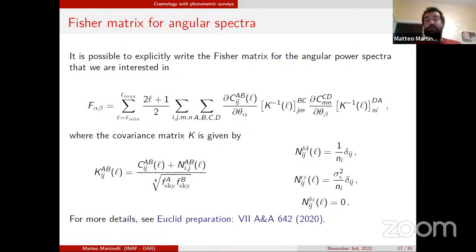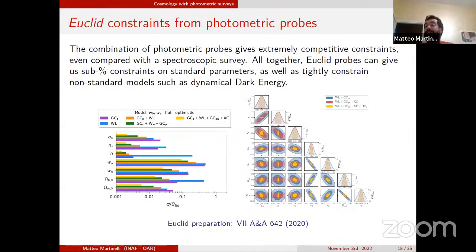So using this approach, what we get is the expectation, what we expect of constraints coming from future surveys. And this is something that we did for Euclid, and we knew already, but we found out how amazing Euclid is, obviously. And one thing that is interesting to see from these results is the importance of the cross-correlation between different probes.